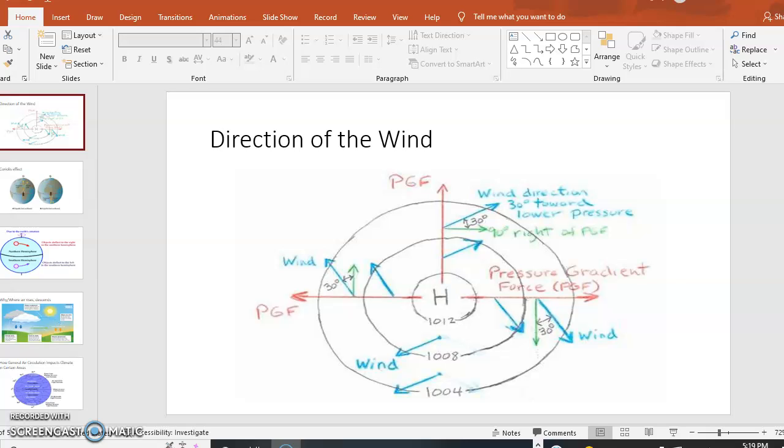Same goes for the southern hemisphere. In high pressure zones, we see counterclockwise movement, and low pressure brings clockwise movement.